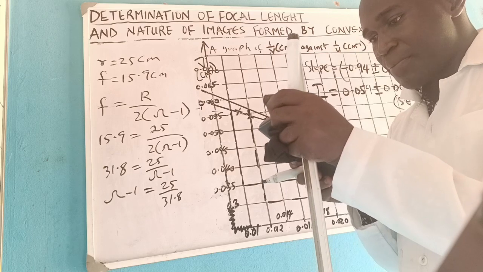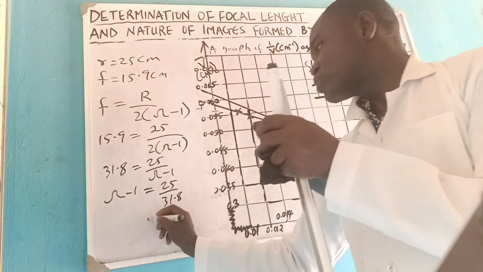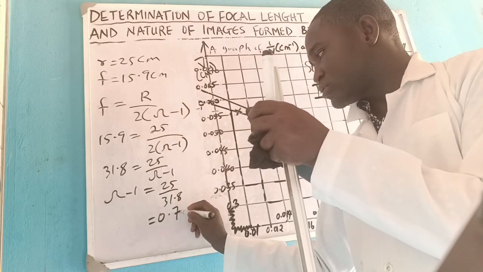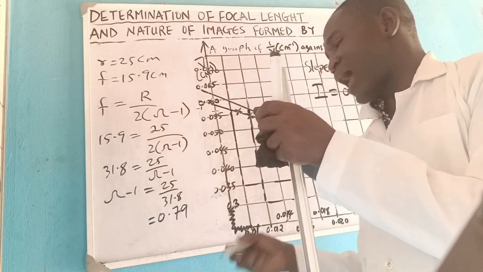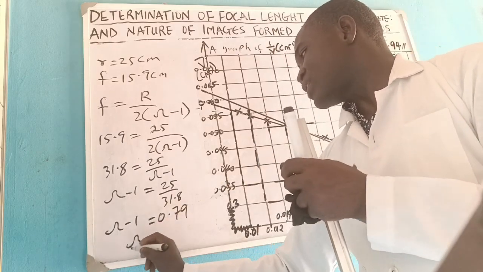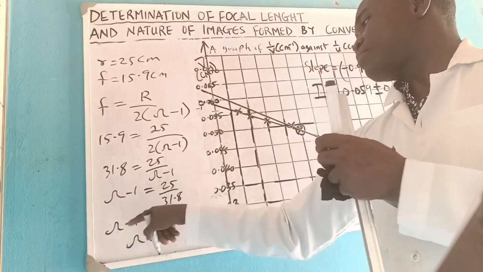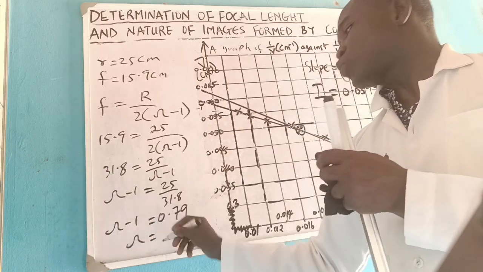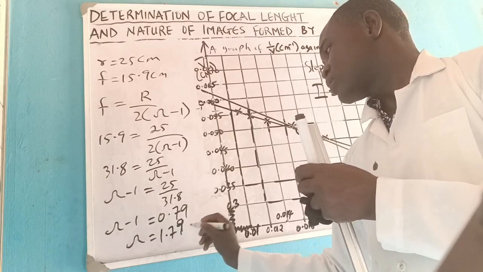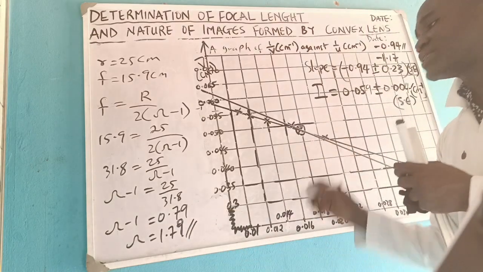25 divided by 31.8 gives you 0.79 approximately. So n minus 1 is 0.79. So refractive index is equal to 0.79 plus 1, which will give you 1.79. So that is the value for the refractive index of that convex lens.